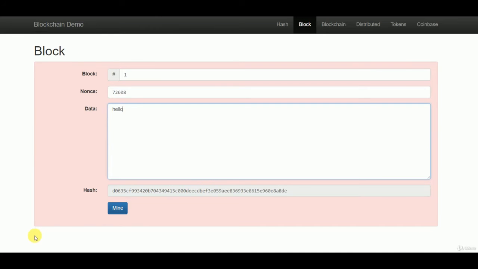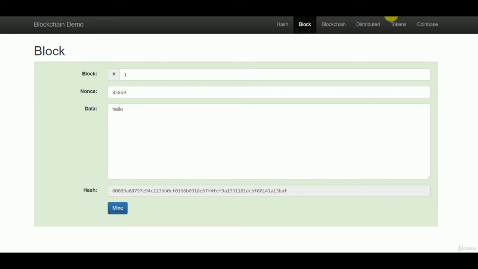Unless I click on mine, which means this block is mining, it will take some time for this block to be mined. Once this block is mined, the block will again change to a green color, which means it's a good block. So now you understand your block will contain the block number, nonce, data as well as your hash.